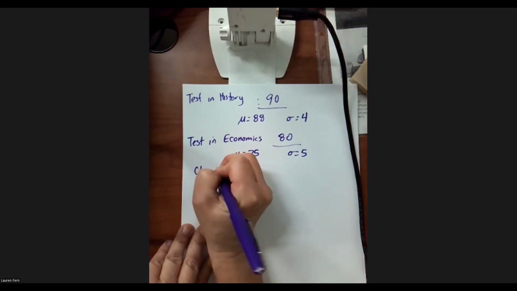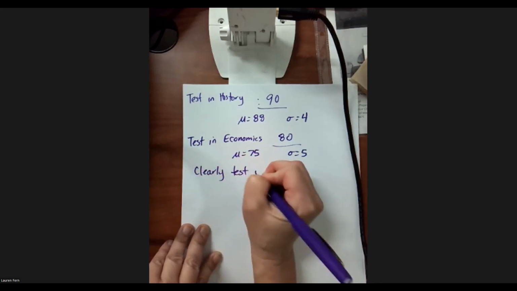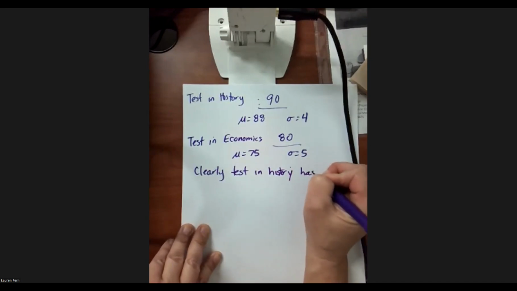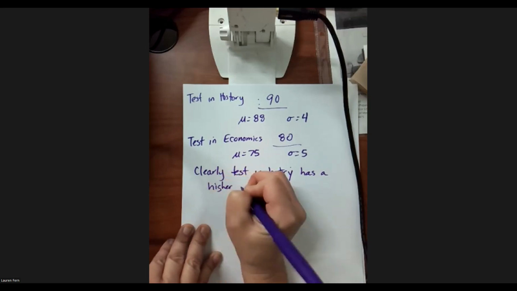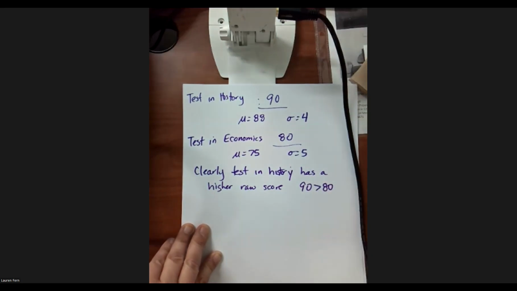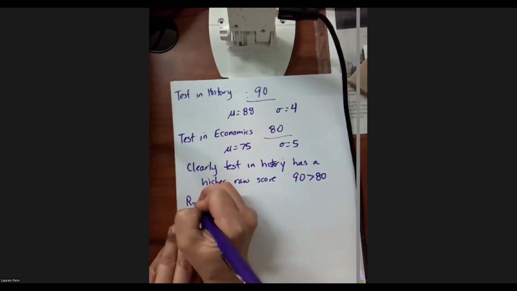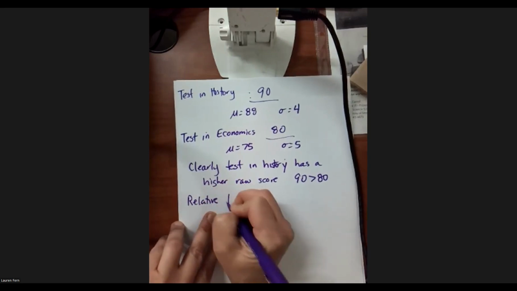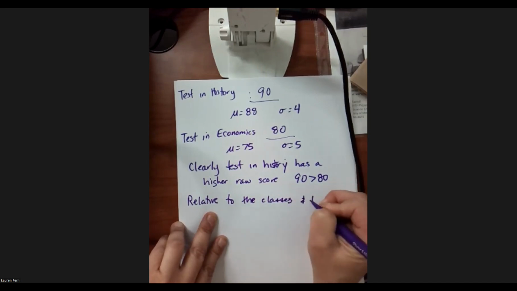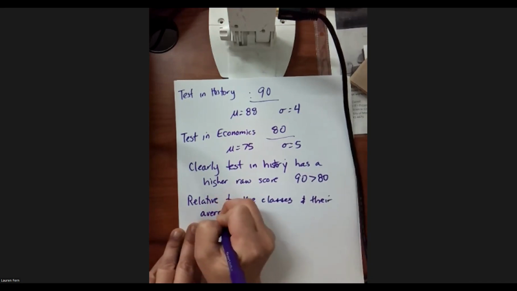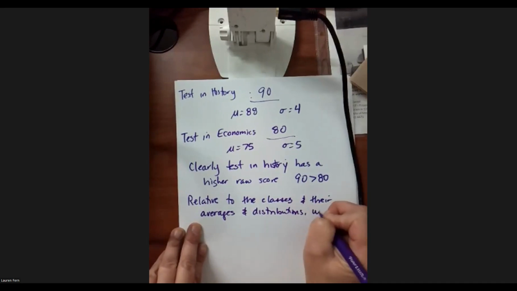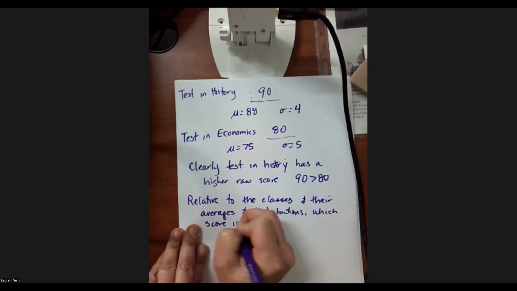Okay, so clearly the test in history has a higher raw score. Right, 90 is greater than 80. Okay, but what I want to know is, relative to the classes and their averages and distributions, which score is better?